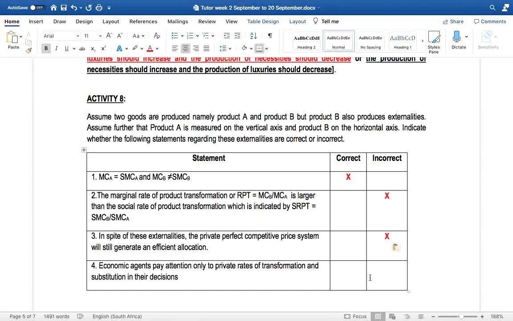Economic agents pay attention only to private rates of transformation and substitution in their decisions. It's correct. It's in that passage that I read right now. And that's it for the week.